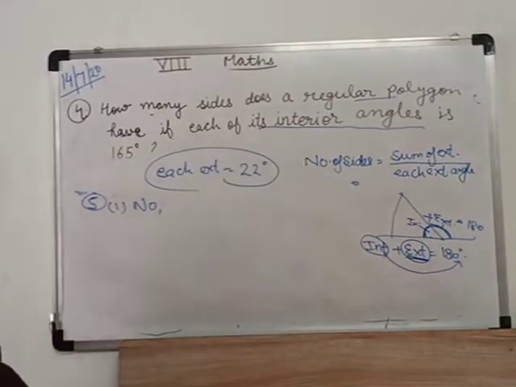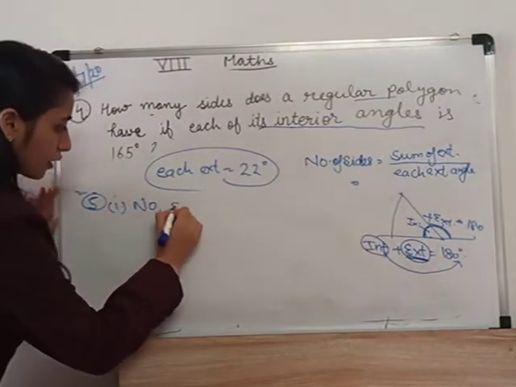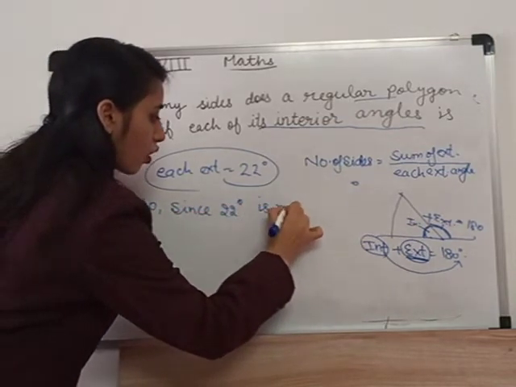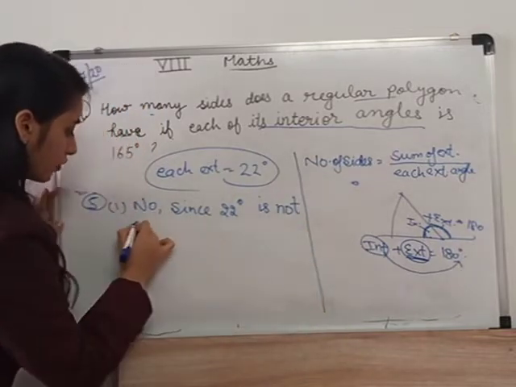Reason behind this is since 22 degrees is not the divisor of 360.